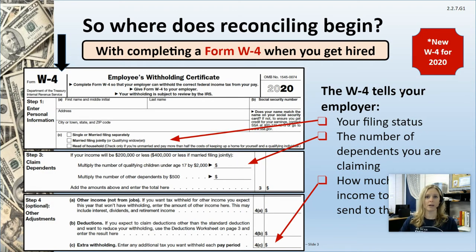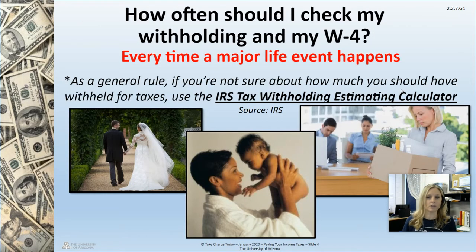So, this process begins with filling out your W-4 whenever you start working for an employer. And we covered that in a different lesson. This is where your employer knows how much taxes to take out of your paycheck. When do you need to update that? Anytime a major life event happens: you get married, you get divorced, you have a child, you change jobs, you move, things like that.